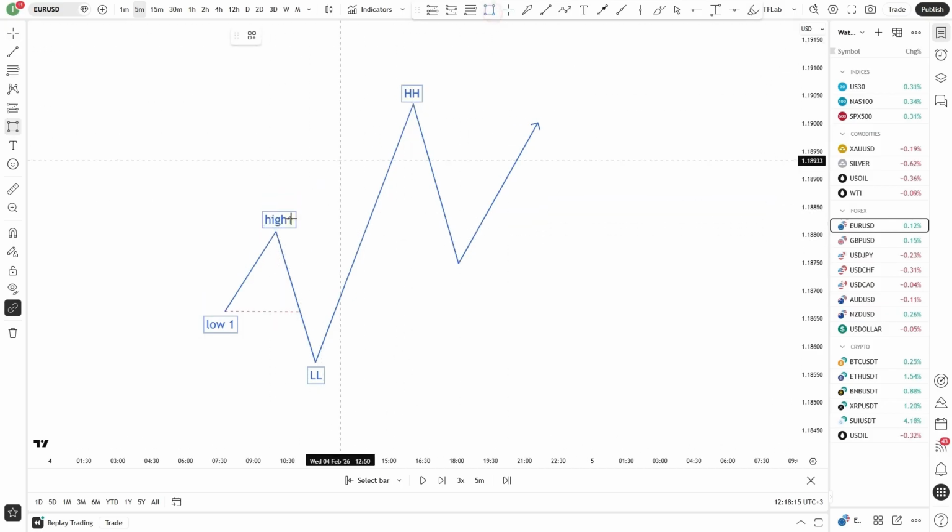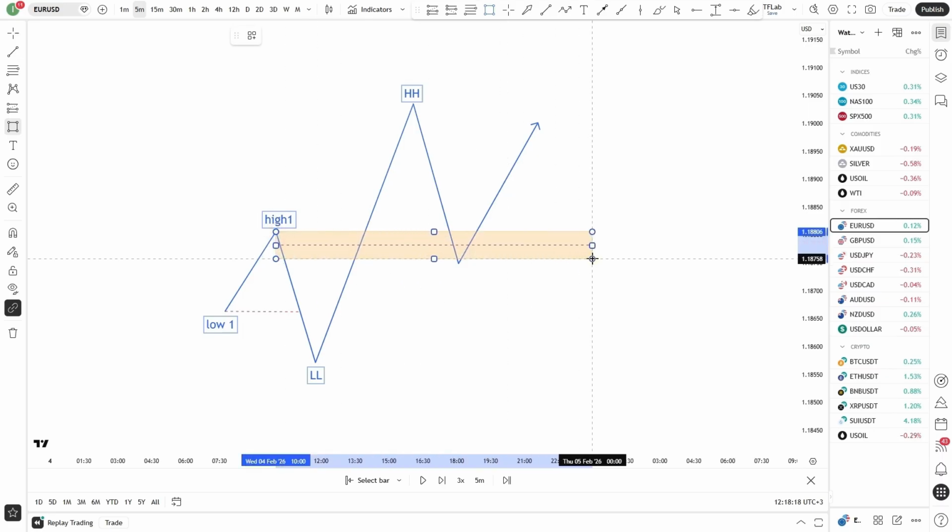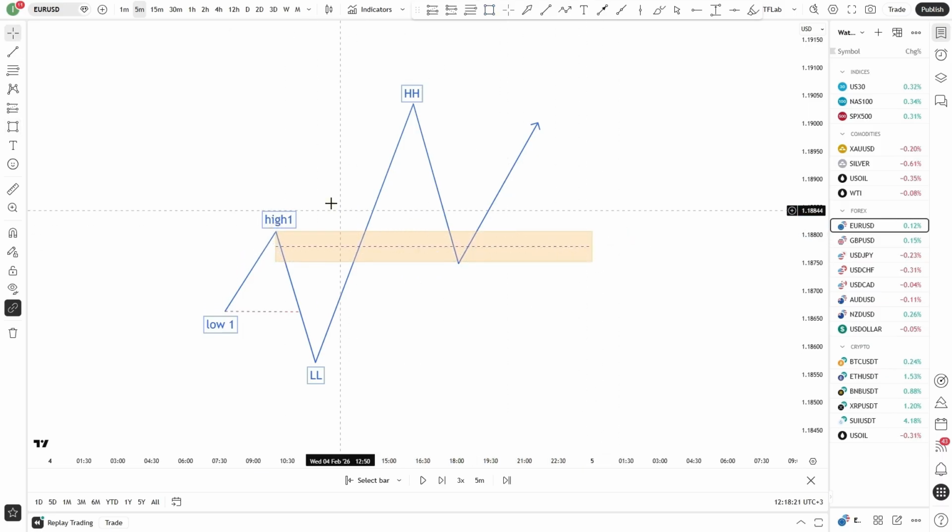As a result, I had a block here that can act as a support for the price. This high has been completely broken, and with the price retracing towards it, it can act as a support here and push the price up toward the next higher high. This was an example of a bullish breaker, or an upward breaker. Now let's look at a bearish breaker as well.